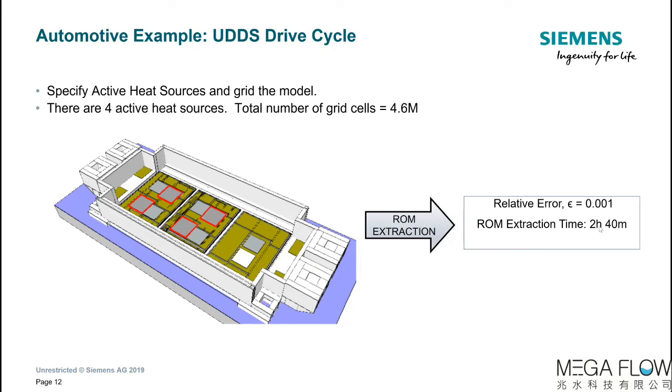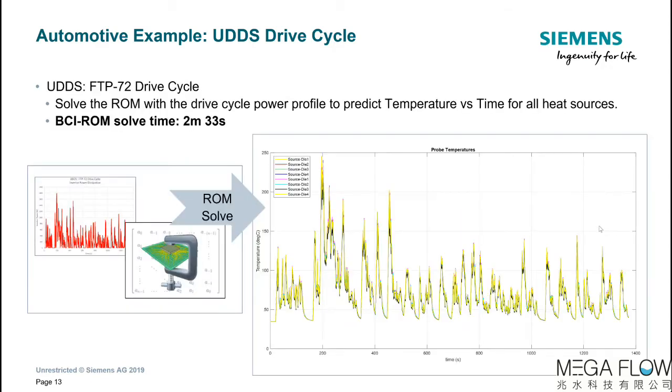As it turns out, this time was very well spent, and we'll see why in a few moments. The next step, now that we have our BCI ROM, is to specify a power dissipation profile for the heat sources in the model. So in this case, we'll specify a power profile from an automotive test cycle, UDDS FDP 72 drive cycle, which begins as a velocity versus time specification.